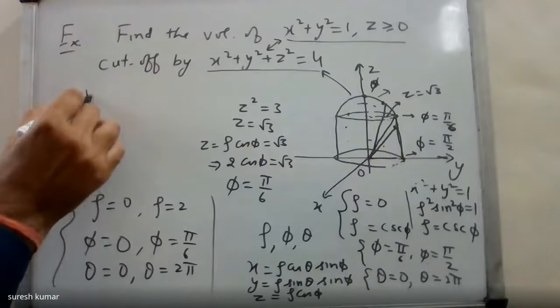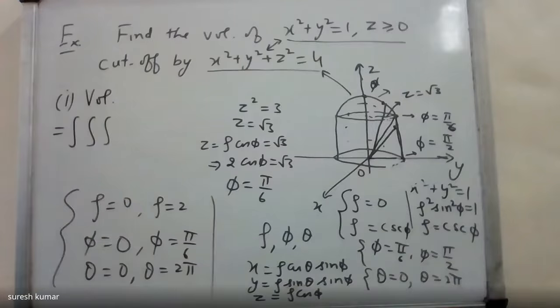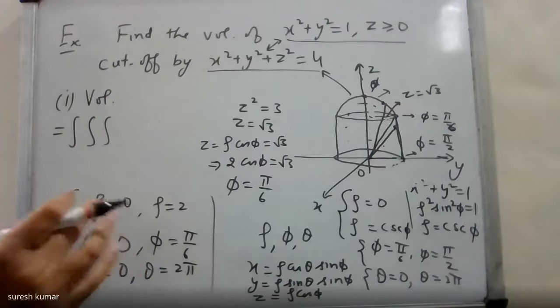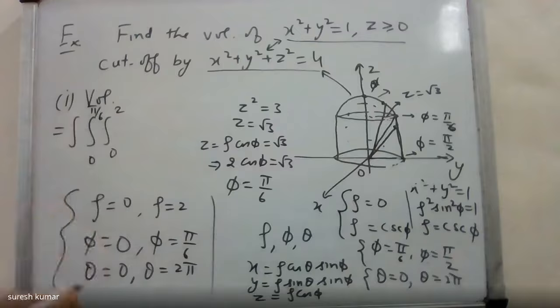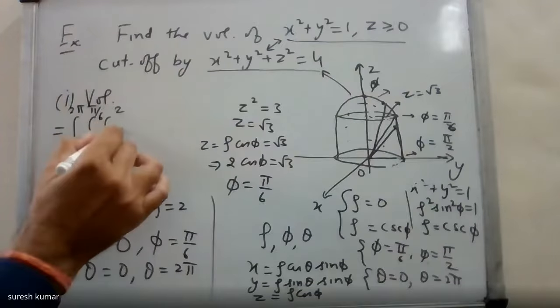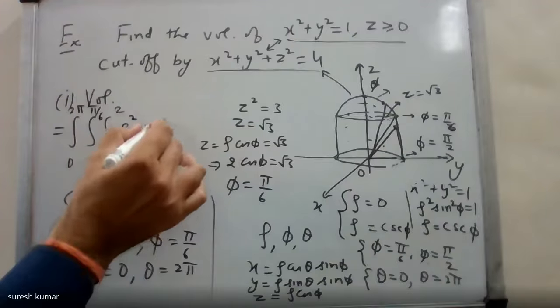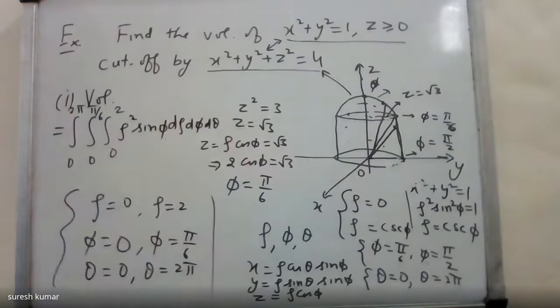So what should be the volume? Required volume. You will write two triple integrals. One with this set of limits, other with this set of limits. So let's write these limits first. Rho 0 to 2, phi 0 to pi by 6, and theta 0 to 2 pi. dx dy dz in spherical coordinates goes to rho square sine phi d rho d phi d theta. Okay. So first integral I will write.